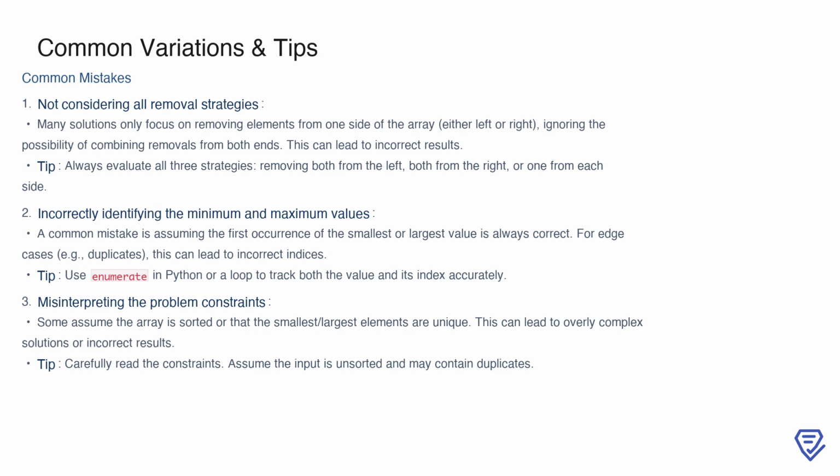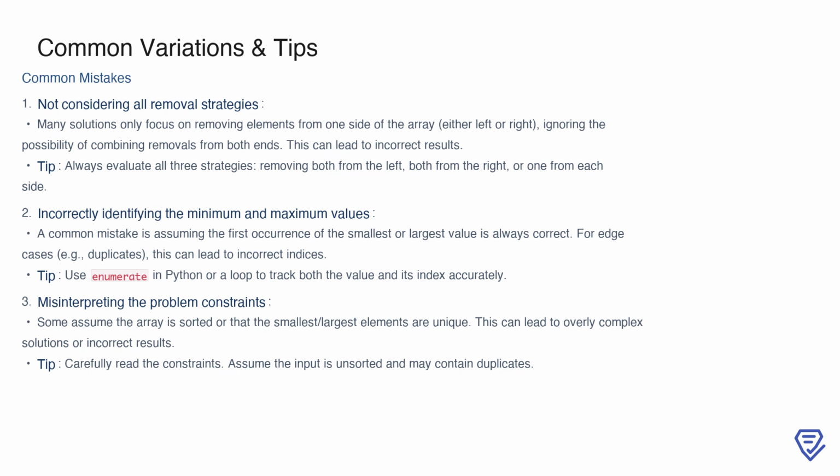Another mistake is incorrectly identifying the indices of the smallest and largest values. If the array contains duplicates, simply stopping at the first occurrence can lead to errors. To address this, use tools like Python's enumerate or a loop to track both the values and their indices accurately.